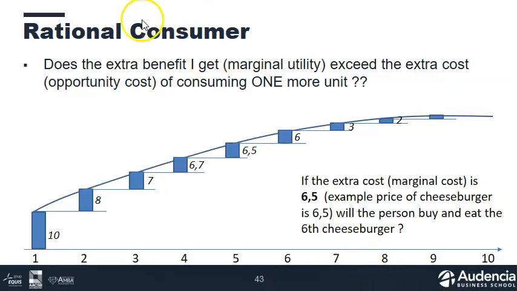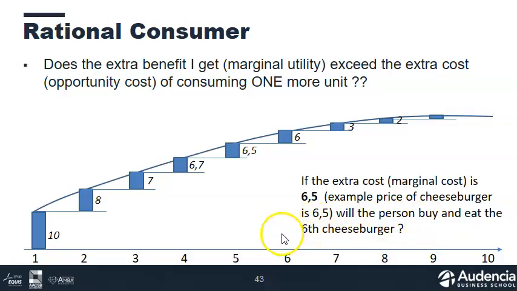Now, the rational consumer makes decisions at the margin, and will ask the very simple question: is it worth it to consume one more cheeseburger? Does the extra benefit I get of consuming one more cheeseburger exceed the additional cost? Now imagine we use the same measure. Imagine the cost of a cheeseburger is, let's say, 6.5 euros. And let's say these give me 10 euros of benefit, 8 euros of benefit, 7 euros of benefit, 6.7. Imagine the extra cost is 6.5.